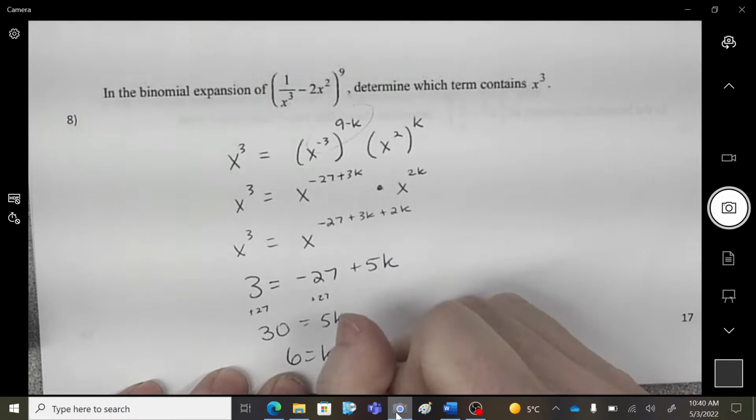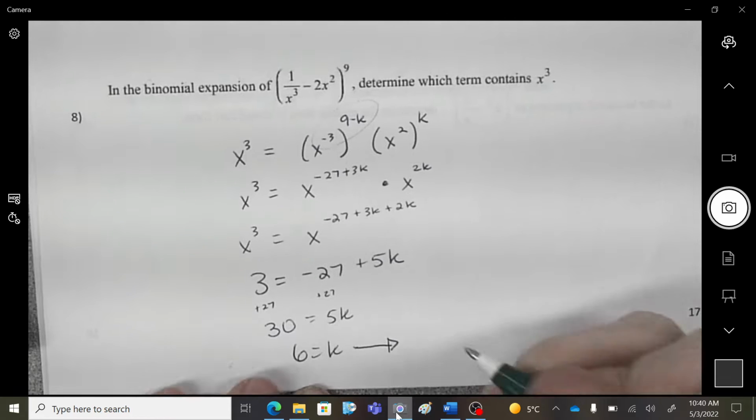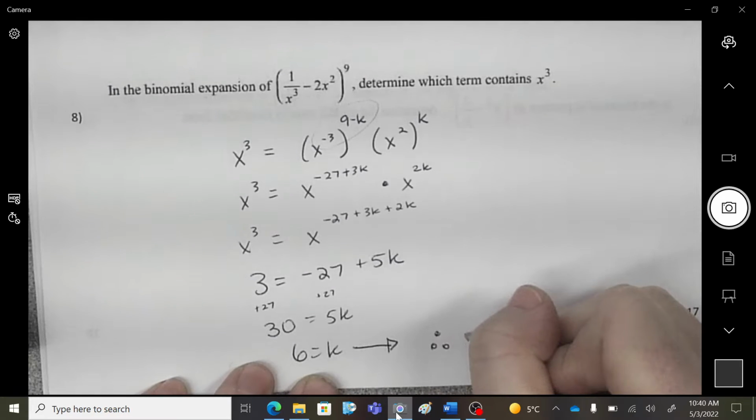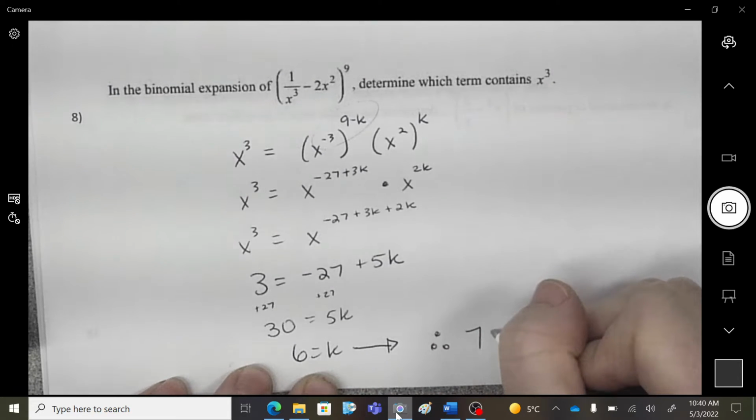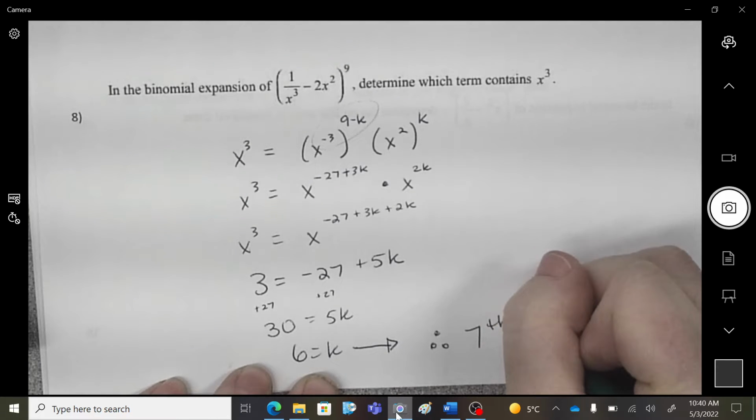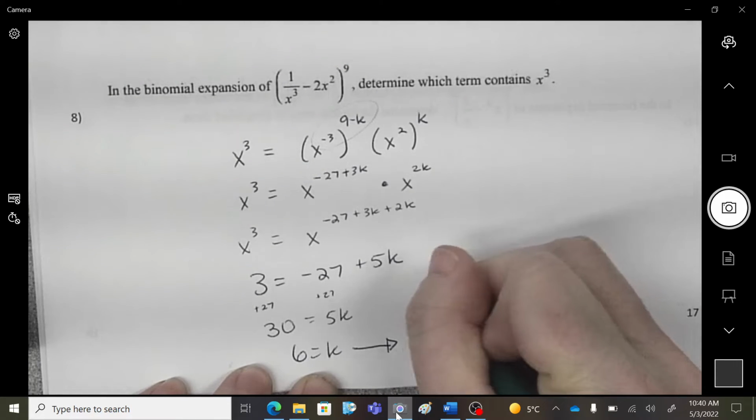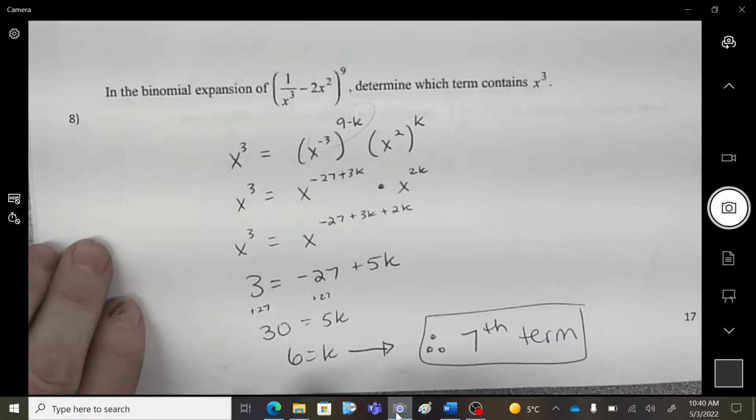So if k is 6, which term is it? So you're going to answer 7th term. Because you have k is always one less.